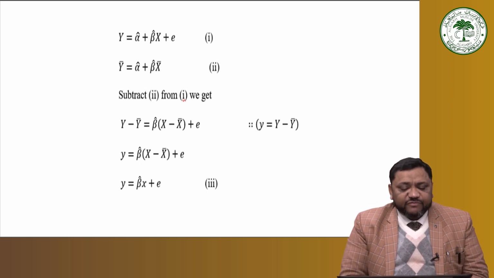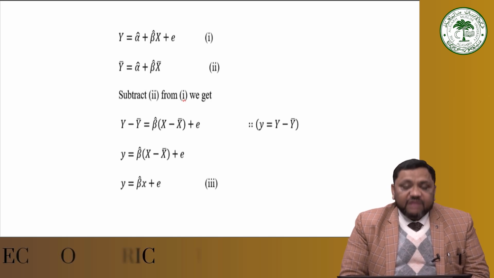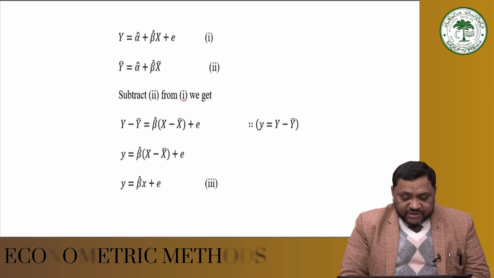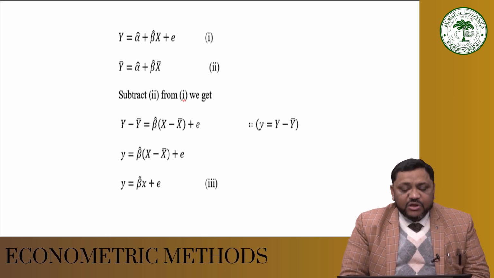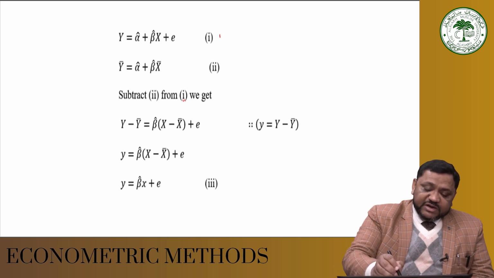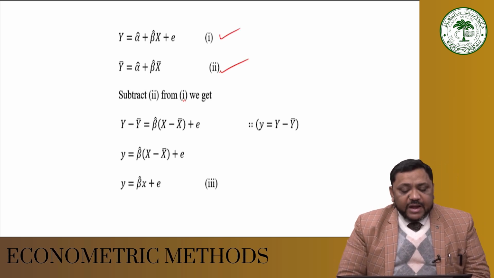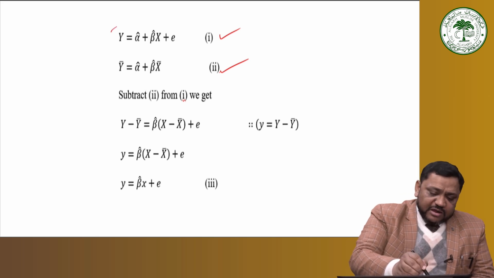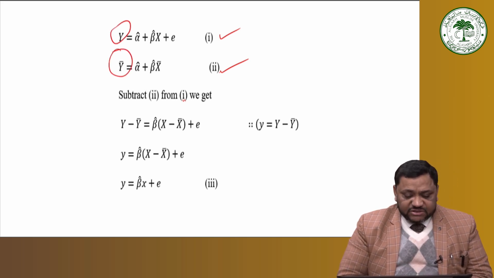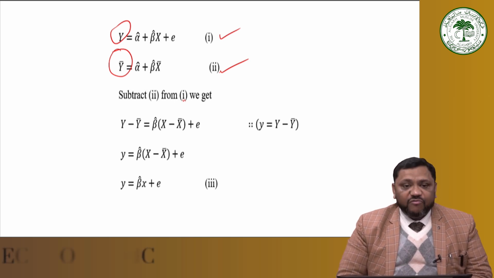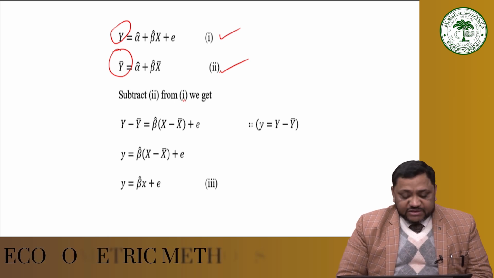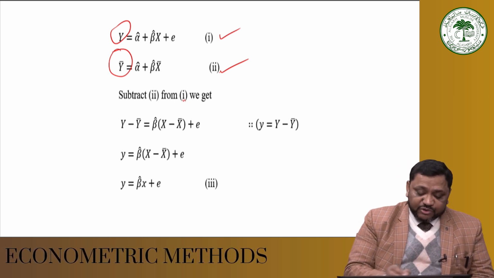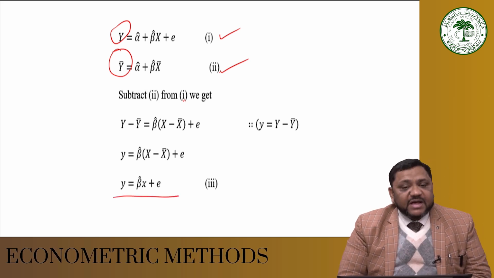So we have two equations. The first one was we started with the equation y is equal to alpha hat plus beta hat x plus e. Then we derived just now the next equation, that is y bar is equal to alpha hat plus beta hat x bar. Now the first one we designate as 1 and the second one is designated as 2. Now we subtract equation 2 from equation 1. So y minus y bar is equal to, alpha hat cancels out, so what is left is beta hat x minus x bar plus e. Now y minus y bar is nothing but small y. x minus x bar is nothing but small x. So we write equation number 3, which says small y is equal to beta hat small x plus e.